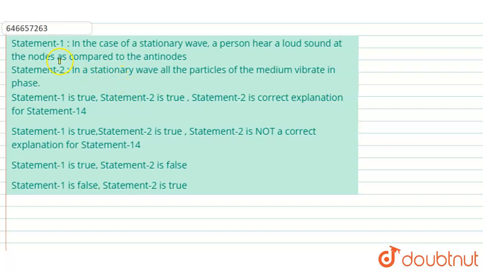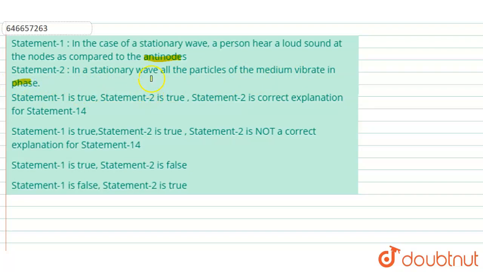Hello everyone, let us try to solve the given problem. The given problem is a reason and assertion type problem. The first statement says that in case of a stationary wave, a person hears a loud sound at the node as compared to the antinodes. And statement 2 says that in a stationary wave, all the particles of the medium vibrate in phase.